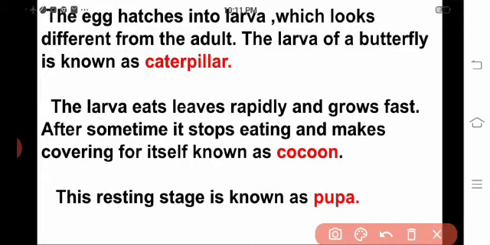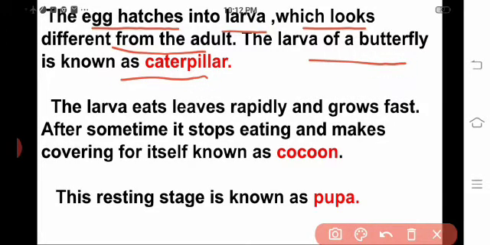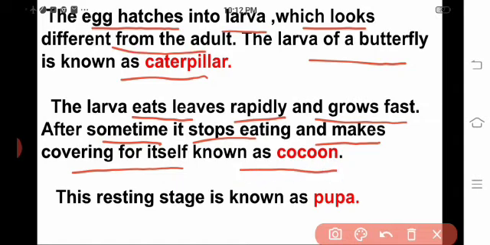Next, the young hatches into a larva which looks different from the adult. The larva of a butterfly is known as caterpillar. The larva eats leaves rapidly and grows fast. After some time, it stops eating and makes a covering for itself known as cocoon. This resting stage is known as pupa.